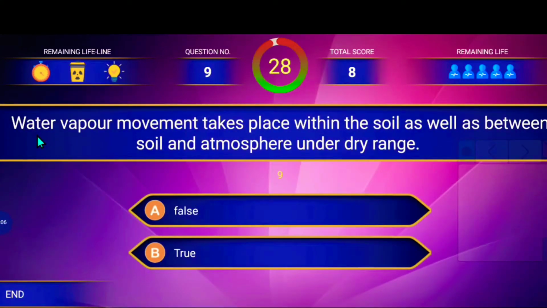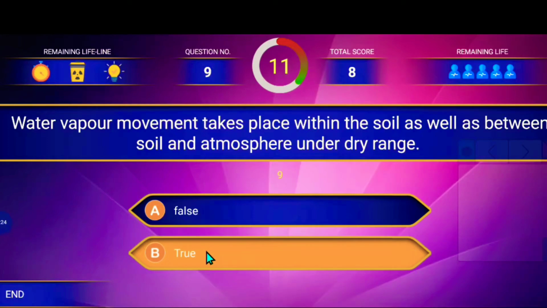The water vapor movement takes place within the soil as well as between the soil and atmosphere under dry range. So it is a true false based question. The correct option is true, the sentence is true. Go to the next question.